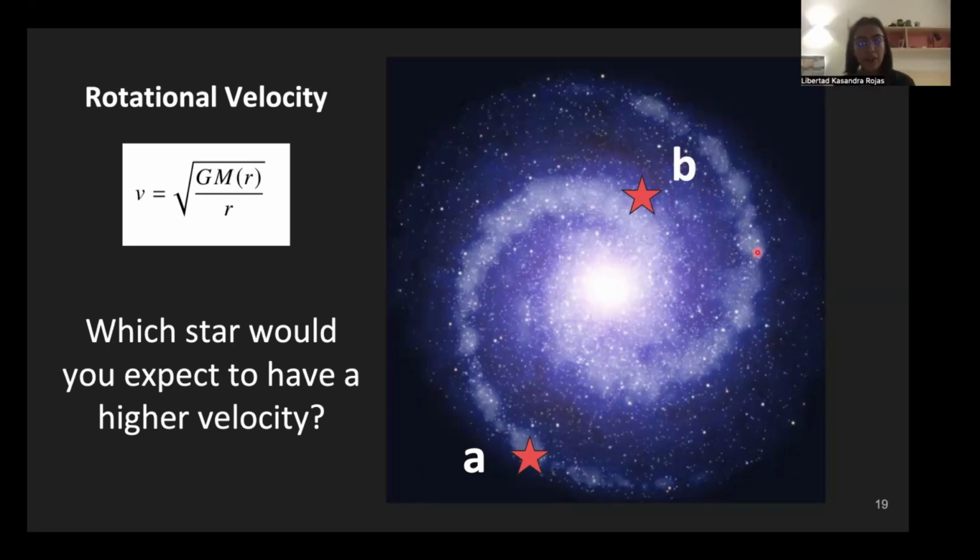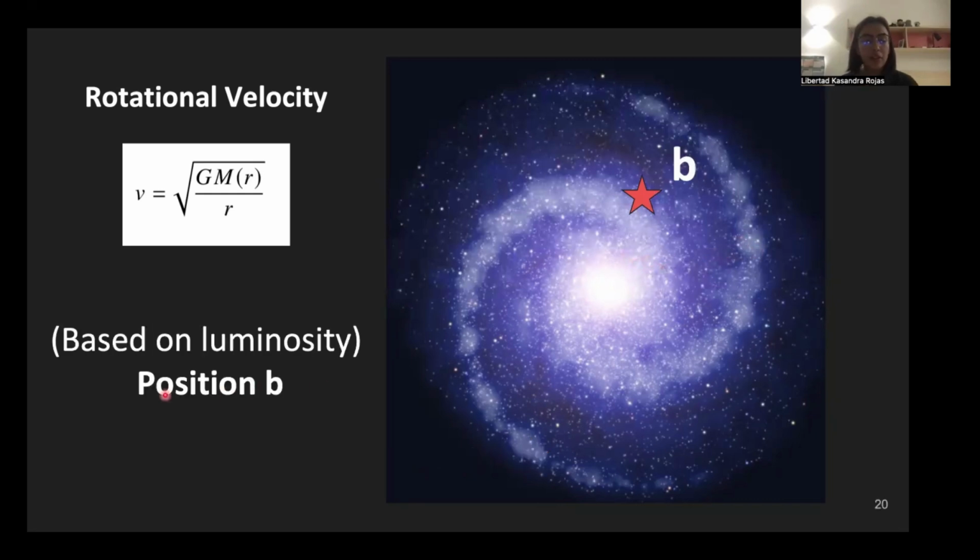Okay, well, actually, the correct answer would be based on luminosity. So based on how much mass there is, we would expect it to be point B. And since some people put A, I'm just going to take some time here to explain the intuition of this. As I said, most of the mass is concentrated at the center of this galaxy. So the mass here, this value M, is going to increase only when you're close to the center. The farther away you go, M is going to increase a tiny bit, but not as much as R.